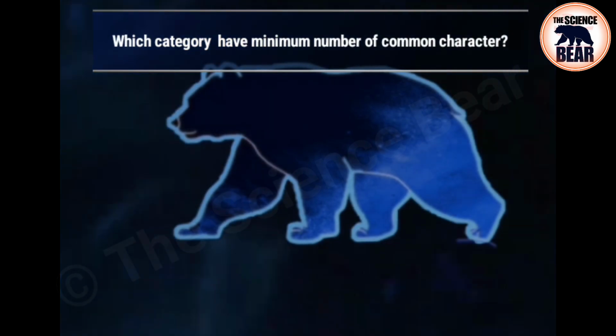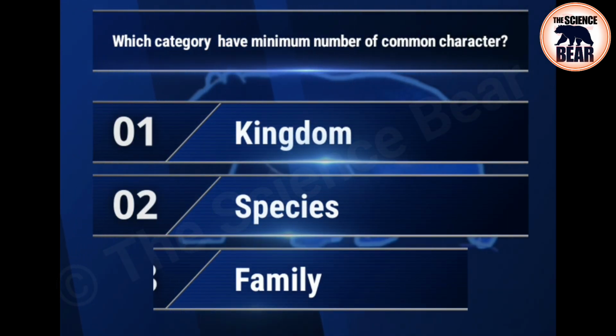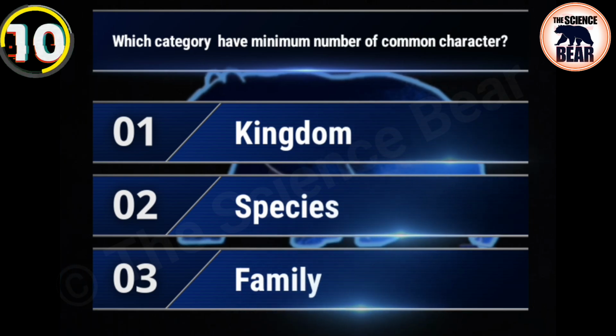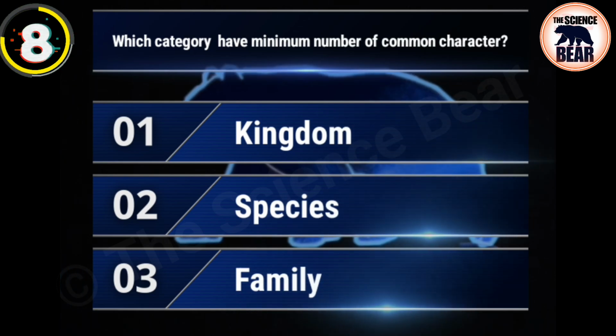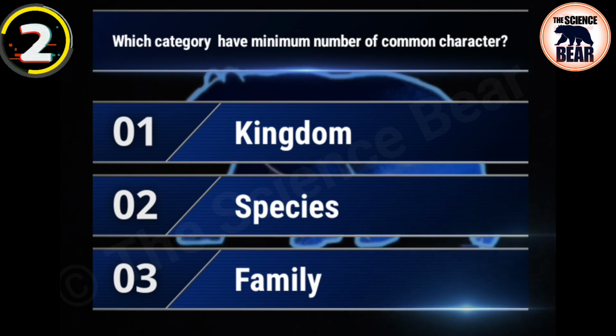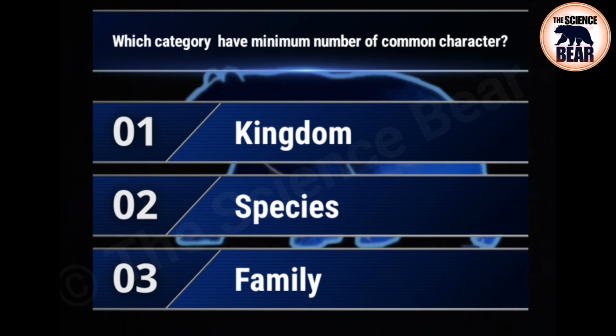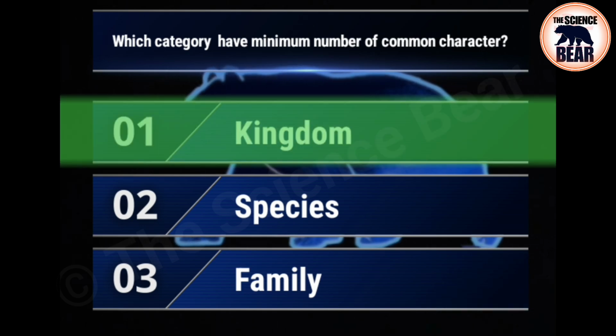Which obligate category has the minimum number of common characters? Kingdom, class, or family? And the correct answer is kingdom.